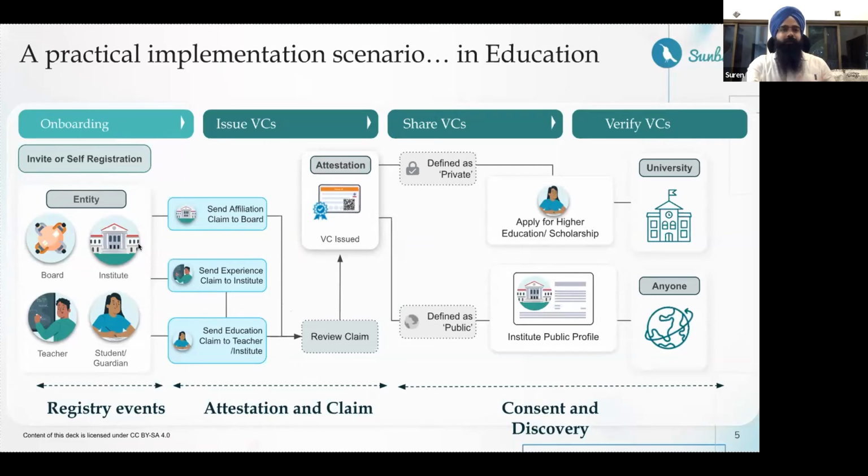Then the teachers who join the institute can send a claim for the experience of the time that they've spent, the time that they've taught at the institute. And these experience claims can then be awarded as a proof of work experience, which the individuals can carry with them to unlock future opportunities. And this, not just in the education context, but in any context, is highly powerful.